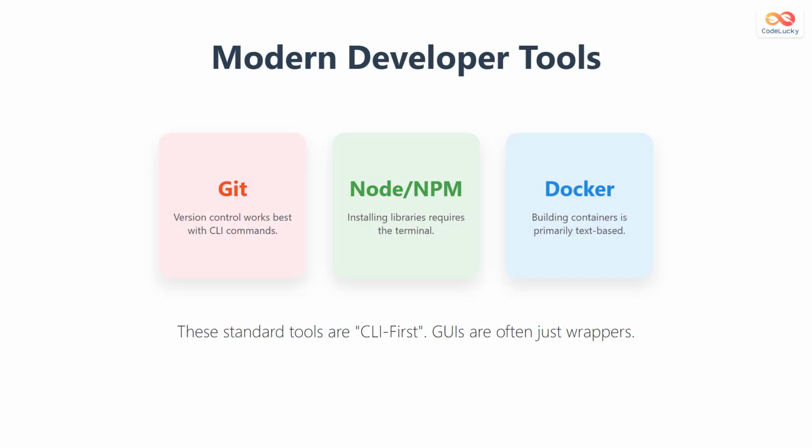The most popular tools in the software industry are built for the terminal first. Tools like Git for version control, NPM for managing packages, and Docker for containers all rely heavily on command line operations. While graphical wrappers exist, they often lack the full feature set of the command line versions.